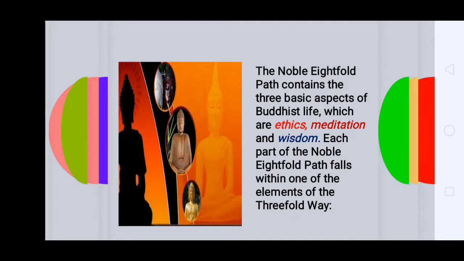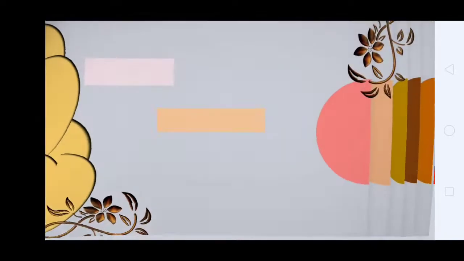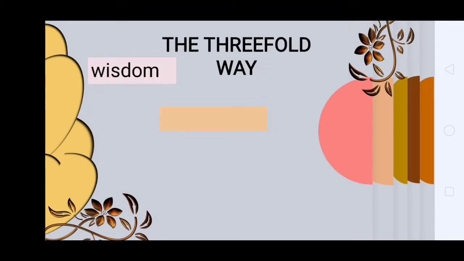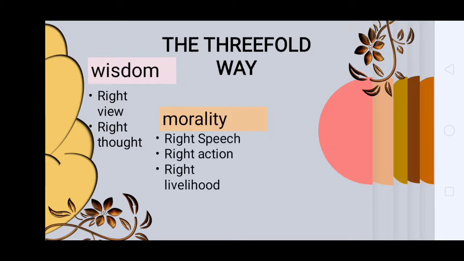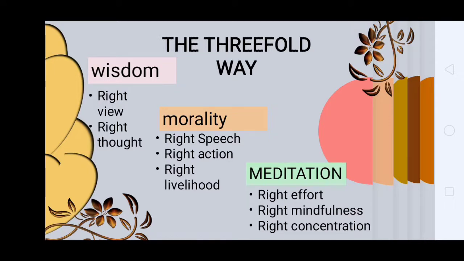Okay, so the Noble Eightfold Path contains the 3 basic aspects of Buddhist life, which are the ethics, meditation, and wisdom. Each part of the Noble Eightfold Path falls within one of the elements of the threefold way. Threefold way, which is the wisdom. Under niya, si right view and the right thought. And then the morality, under sab niya ang right speech and right action, right livelihood. And then the meditation, under niya si right effort, right mindfulness, and right concentration.